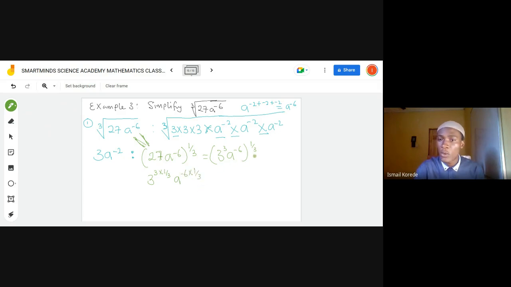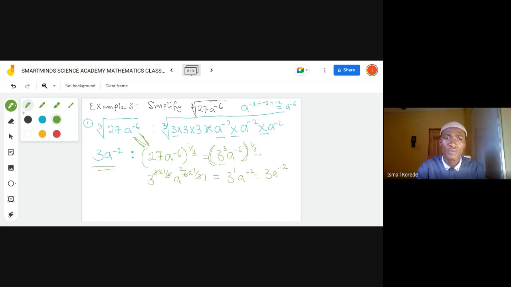Because we have a bracket here, this 1 over 3 will apply to 3 raised to power 3. It will also apply to a raised to power negative 6. So 3 cancels out 3, then 3 here 1, 3 and 6 gives 2. So I'm going to have 3 raised to power 1, then a raised to power minus 2. And you agree with me that 3 raised to power 1 is still the same as 3. So I have 3a^-2, which is the same as what we have here.